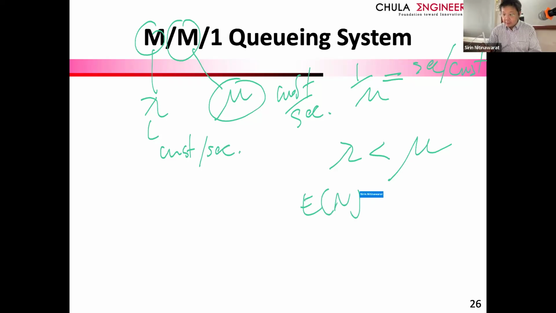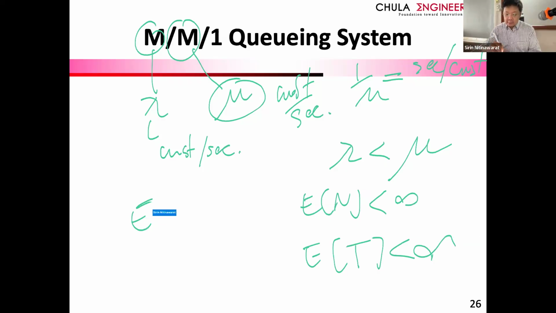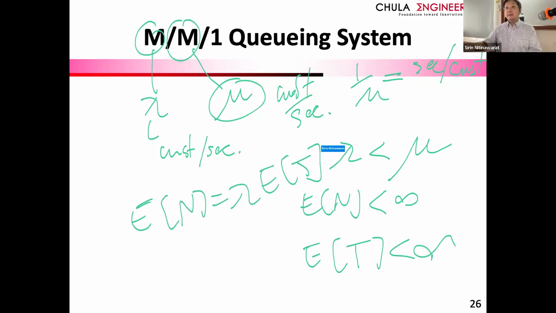E[N] will be finite, E[T] will be finite, and by Little's formula, E[N] is equal to lambda E[T]. So for the M/M/1 queuing system in particular, we derive all of them together. You know the exact formula as a function of lambda and mu.